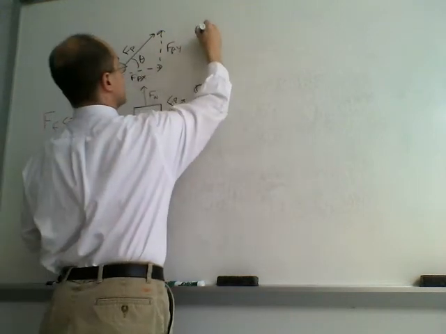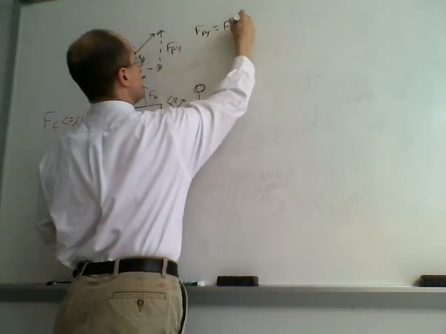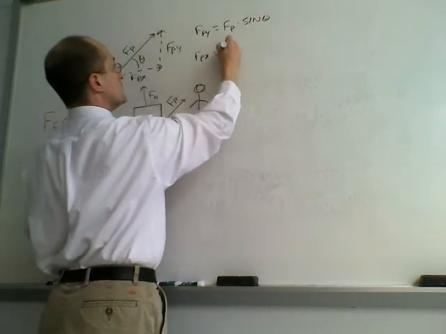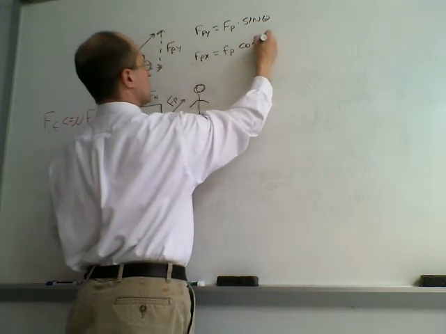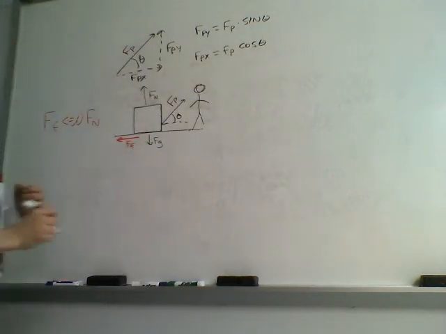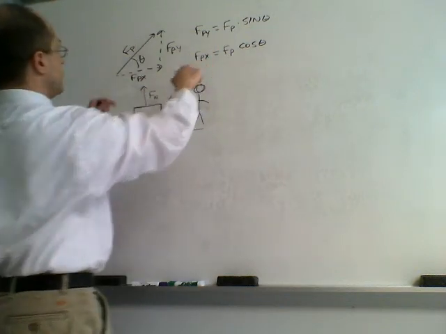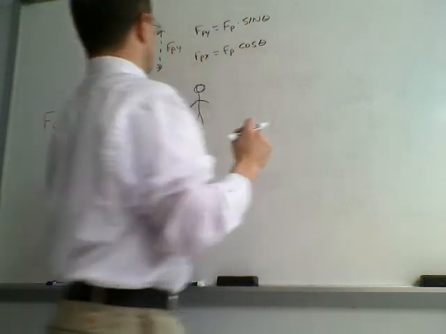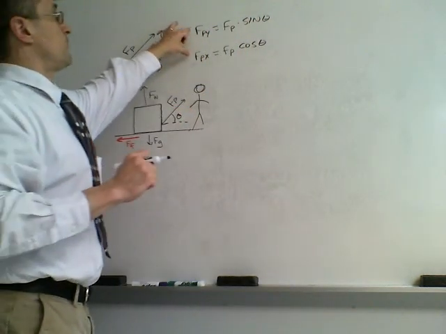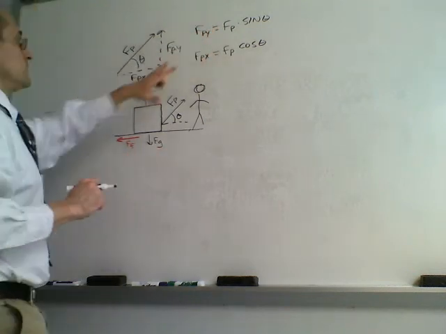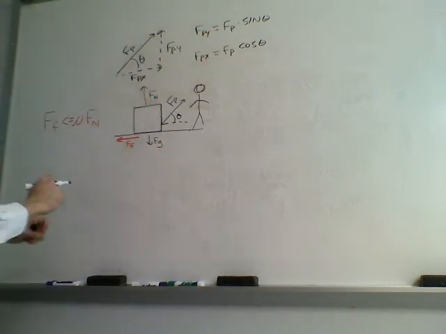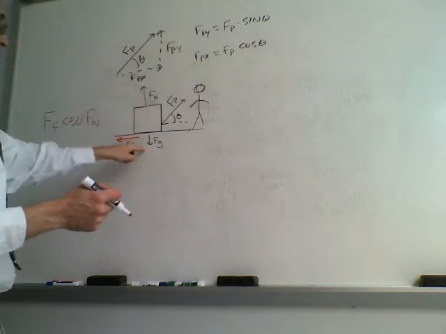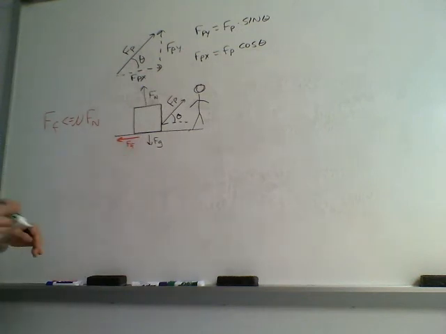We're going to say that Fpy is Fp times the sine of the angle, and Fpx is Fp cosine of the angle. So we have to break our force of pull into its components, because it needs to be broken into x and y. We're trying to pull up on the box and get it to move. Now, we still have, as always, the normal force working up, the force of gravity down, and friction working against us.